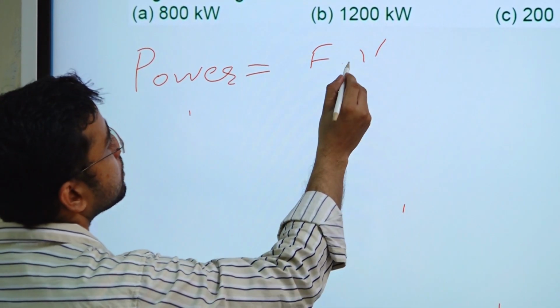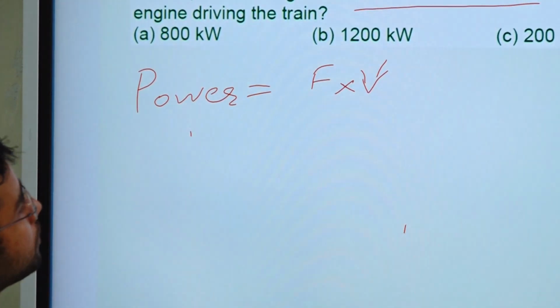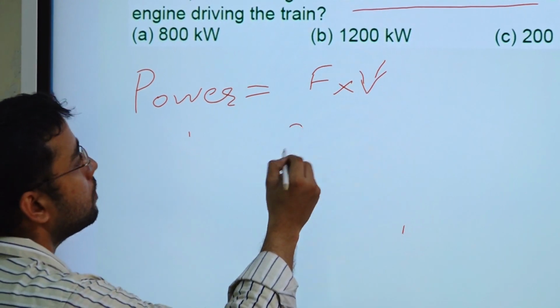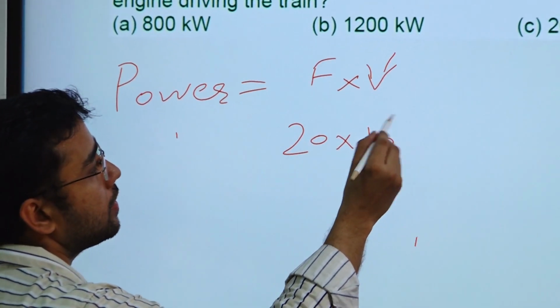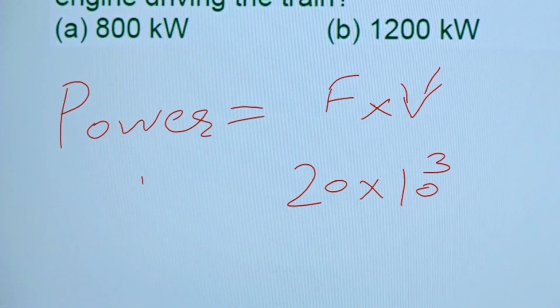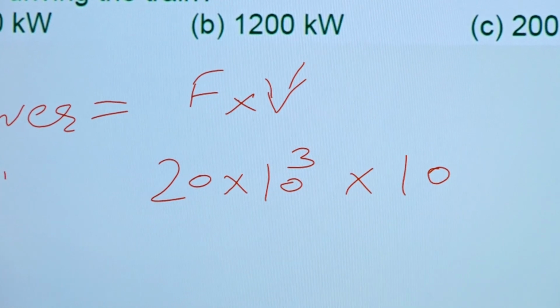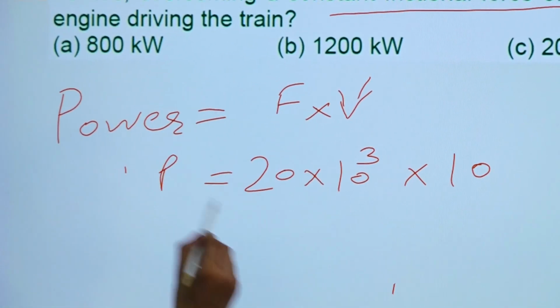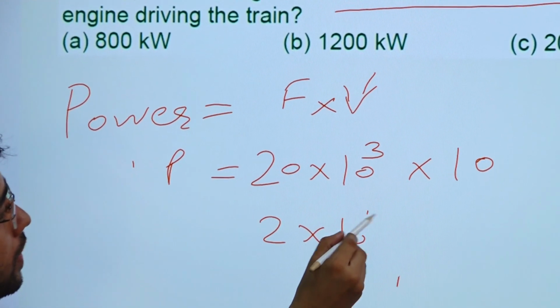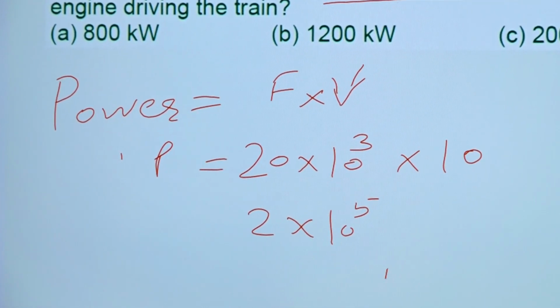So in this numerical, force is given, directly force is given, that is constant frictional force 20 into 10 to power 3 Newton, right? And what is the velocity? Constant speed of 10, right? Okay, so what will be the power? 2 into 10 to power 5, right? So that will be around 200 kilowatt.